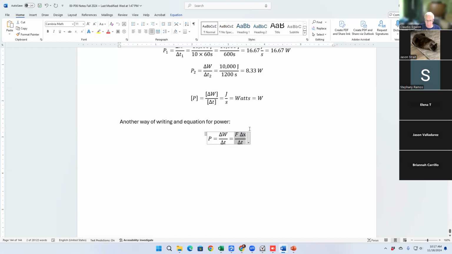Here we are assuming that the force is constant throughout. If the force is constant throughout, we can display the equation just like that. And recognize that what you have right in here is nothing but the velocity. Force times velocity is also another equation for the power.